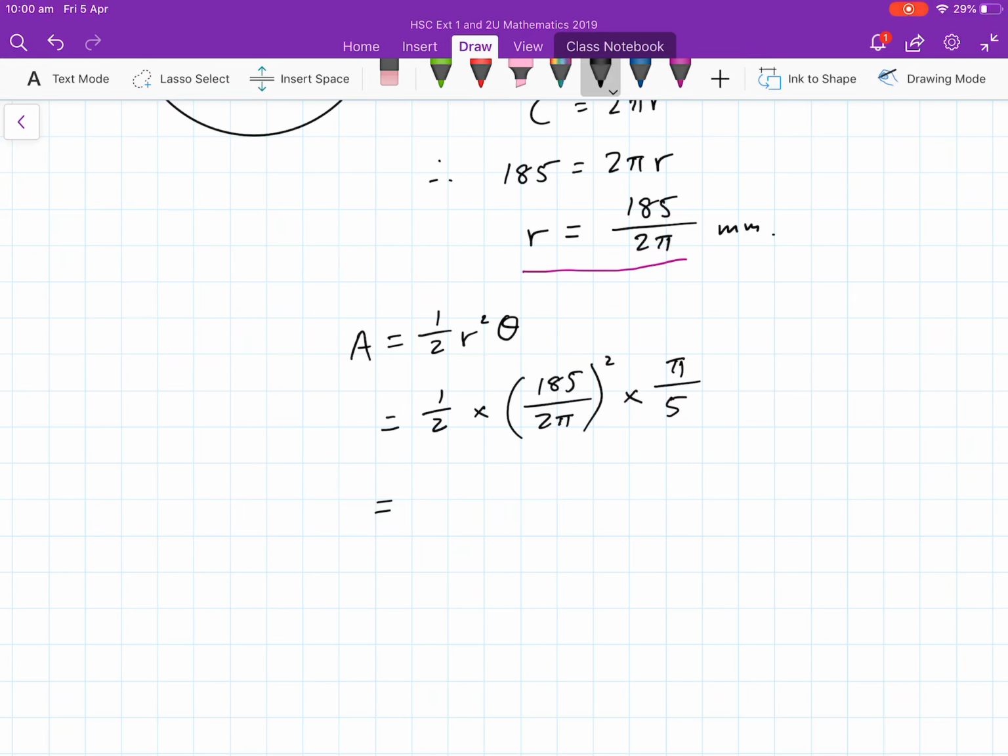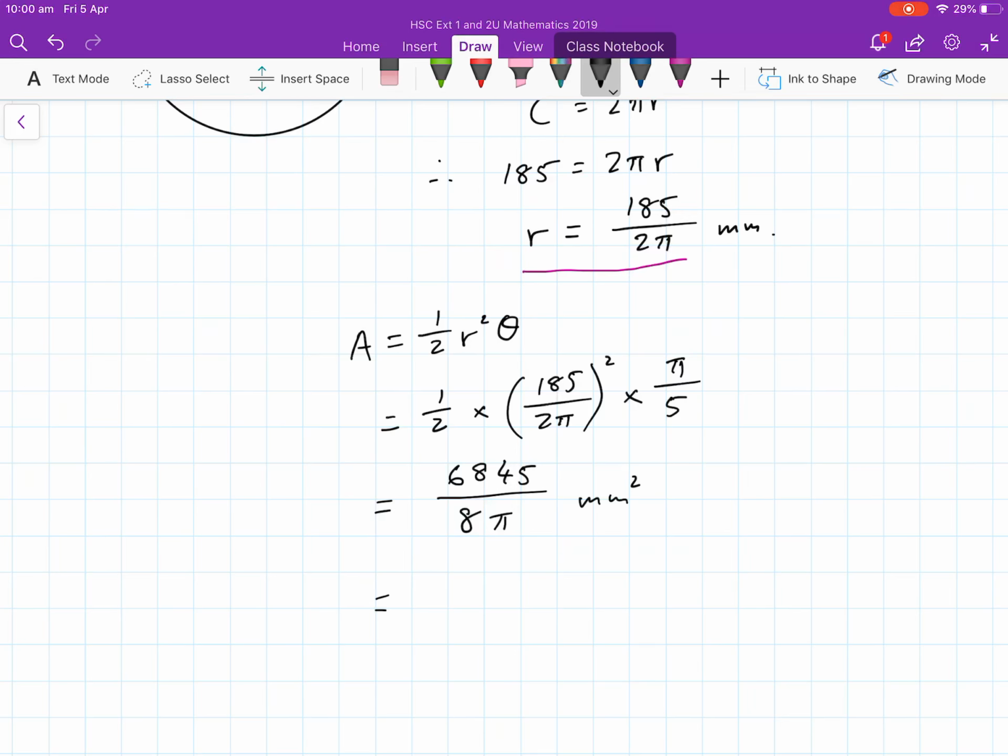So we're going to have 185 squared, that's 34,225. We're going to divide that by 5, so 6845. That's squared over, now 2 squared is 4 times 2, that's going to be 8, and pi. Now, I don't think that's got any common factors, and it's not units squared, is it? Because it's actually square millimeters.